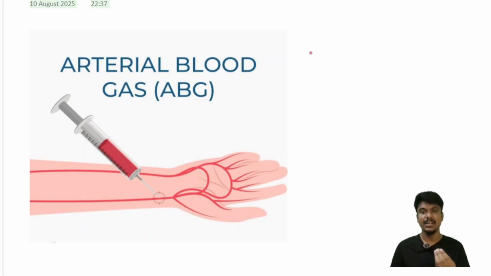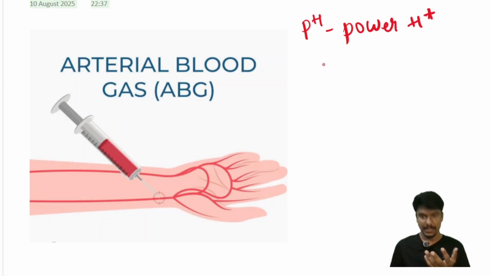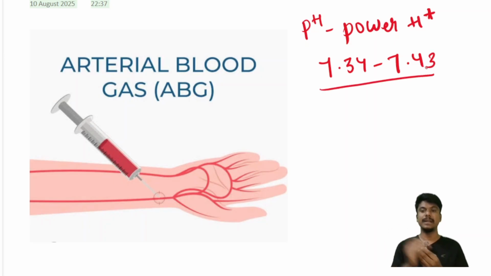So why is it necessary? Why do we need to study so much about the ABG? I told you pH is nothing but the power of hydrogen ion, H plus ion. That is pH. Our blood has a normal pH of 7.34 to 7.43. That is our normal pH. Our blood should be maintained in this pH range only.